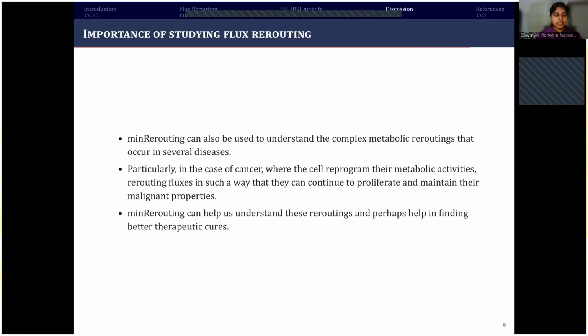And to the discussions, we see that min rerouting can be used to understand the complex metabolic reroutings that generally occur, and especially it can be used to understand the reroutings that occur in case of disease conditions. This could be used in order to understand more about cancer, and it's actually being used by another colleague of mine to understand how the rerouting occurs in cancer. And it could go a long way in helping us find better therapeutic cures too.